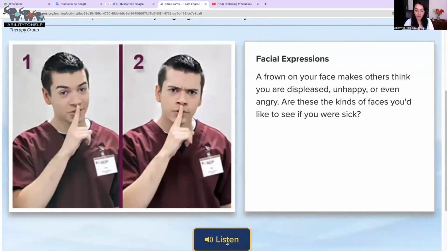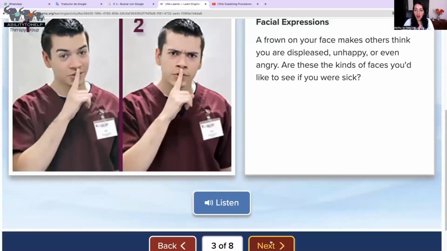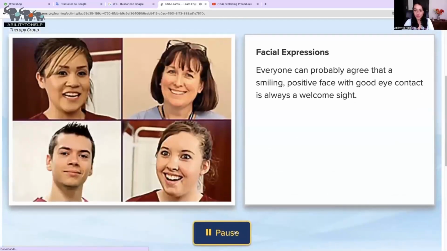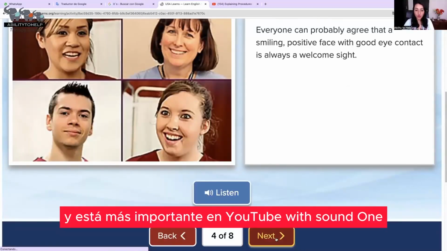So let's see. A frown on your face makes others think you are displeased, unhappy, or even angry. Are these the kinds of faces you'd like to see if you were sick? I don't know. I think I don't like it, but I prefer the first one. Look at this. Everyone can probably agree that a smiling, positive face with good eye contact is always a welcome sight. Eye contact is the most important when you talk with someone.